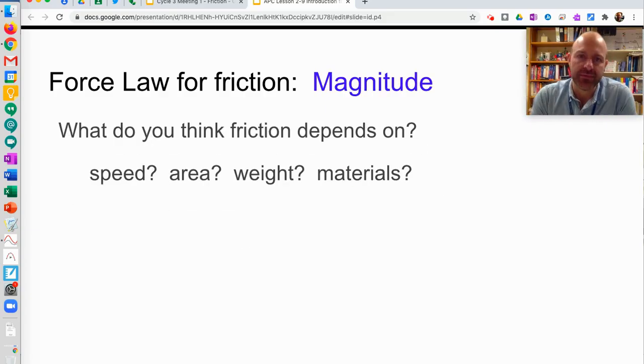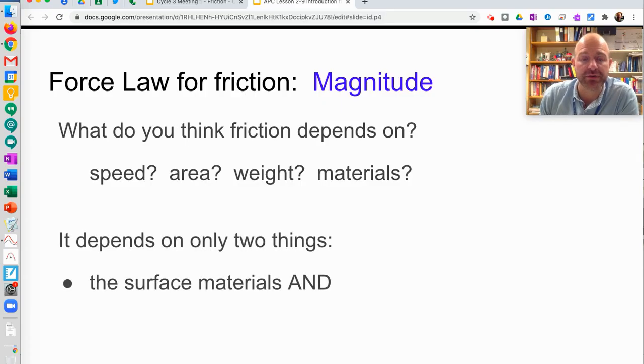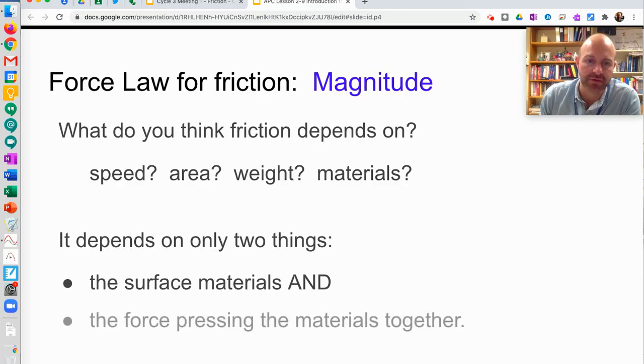When it comes to friction, we need to figure out what actually determines the magnitude, how big that force of friction is. There's lots of things you might imagine that friction depends on: speed, area, weight, the materials, etc. It turns out there are only two things we care about for these types of friction: the surface materials, what the two objects are made out of, and the force pressing them together, which we call the normal force.